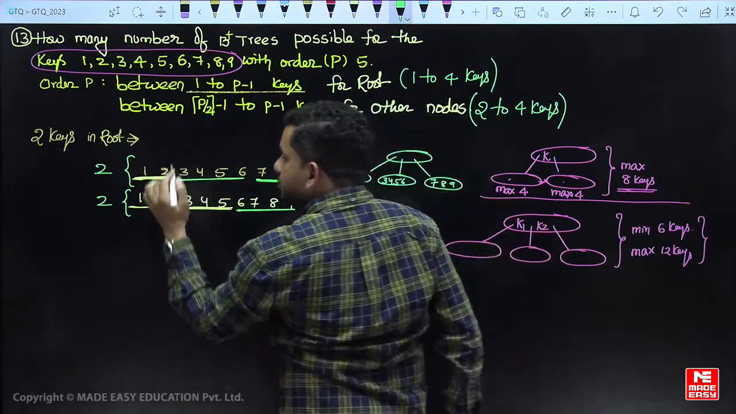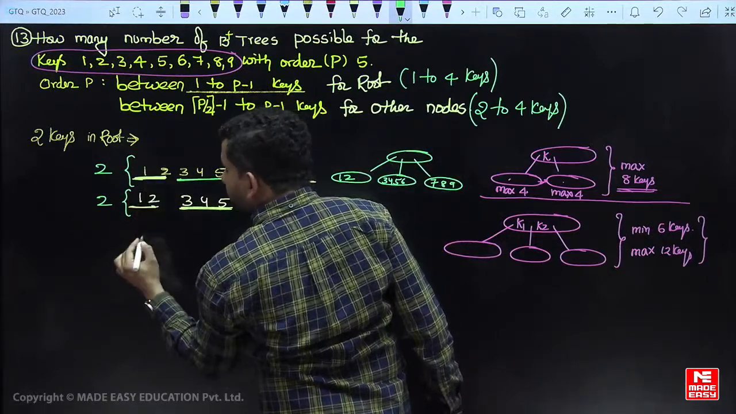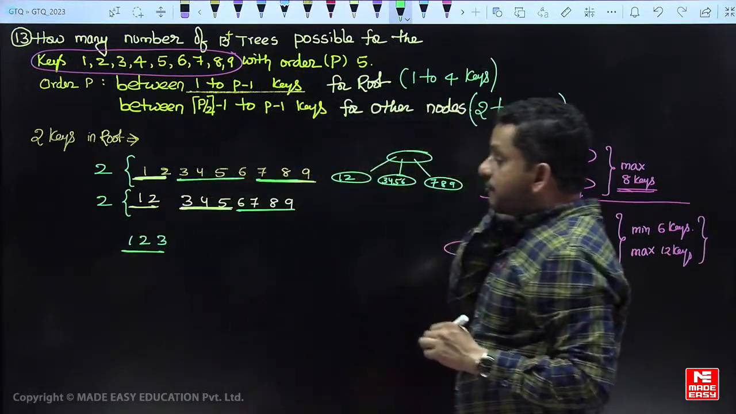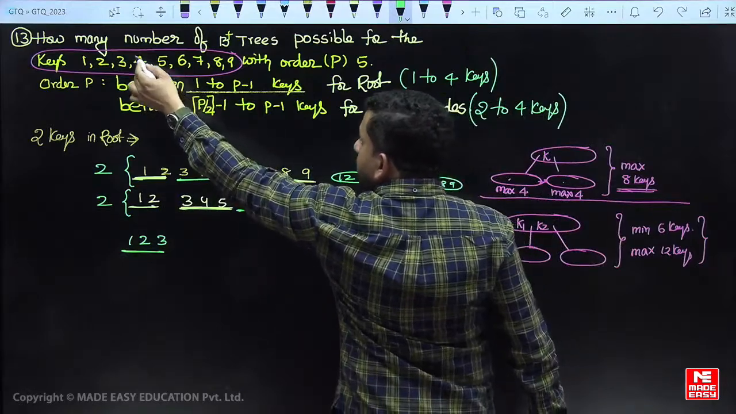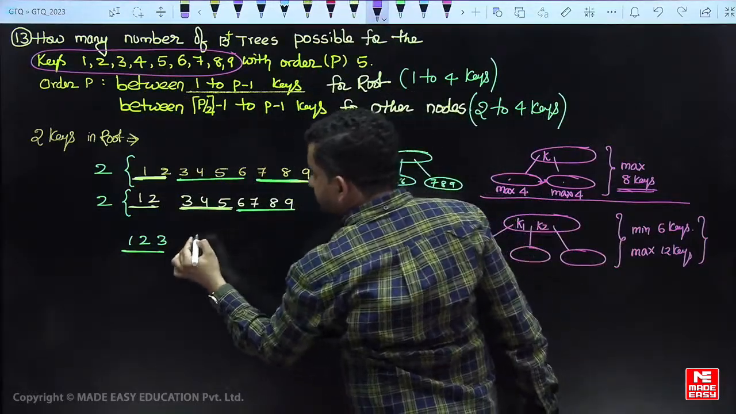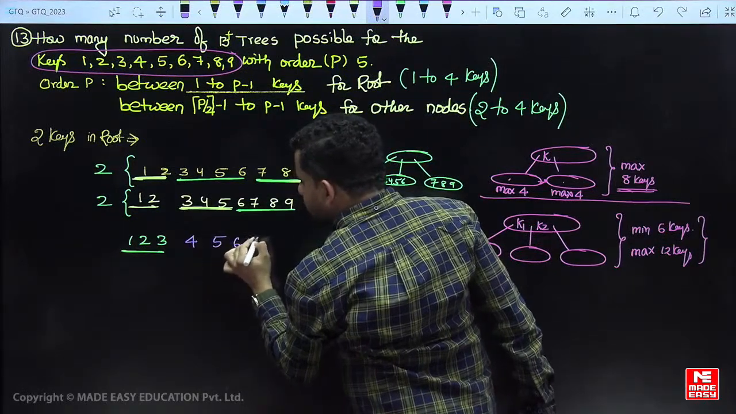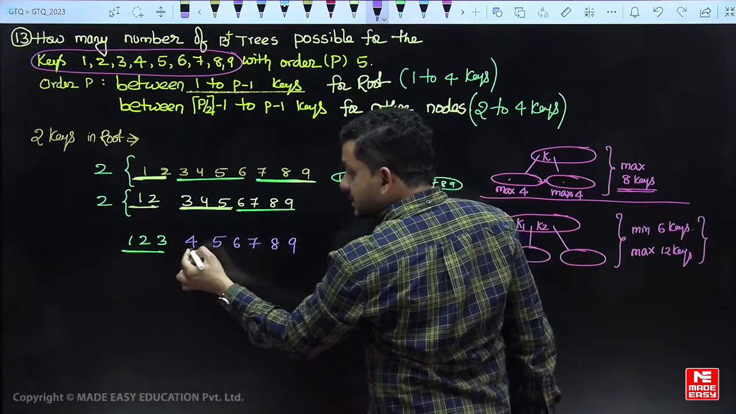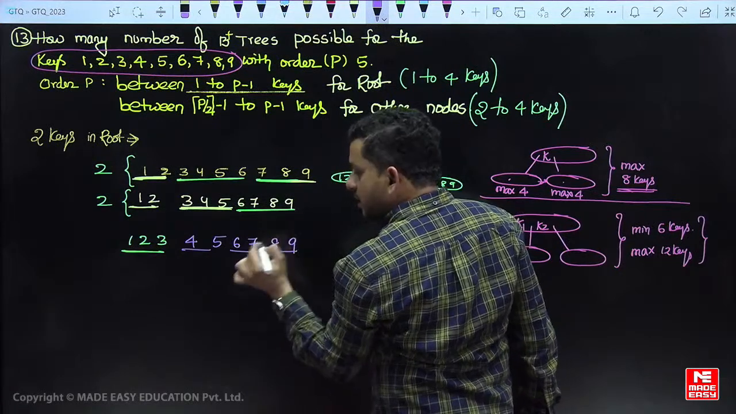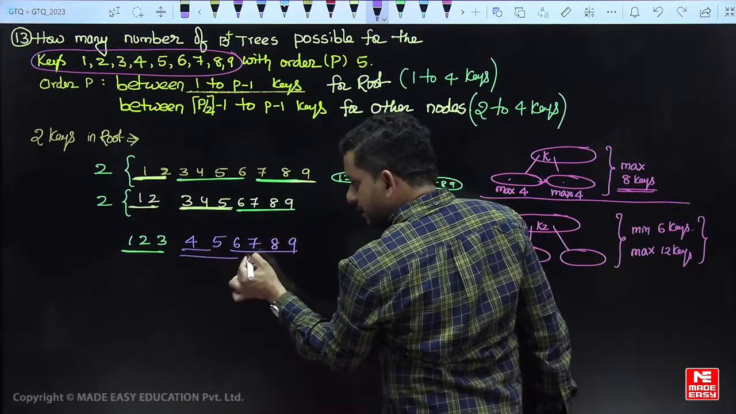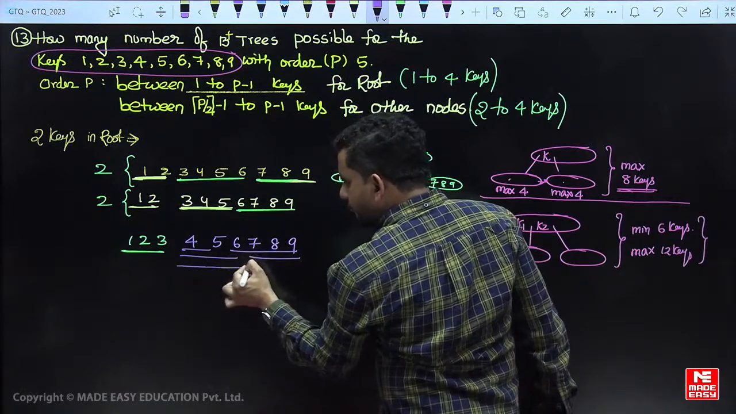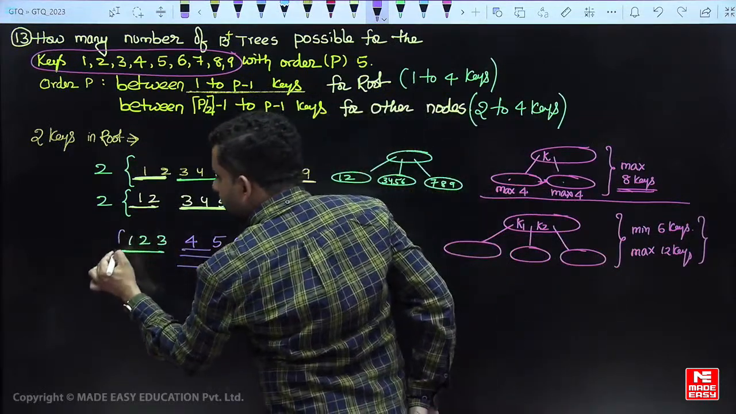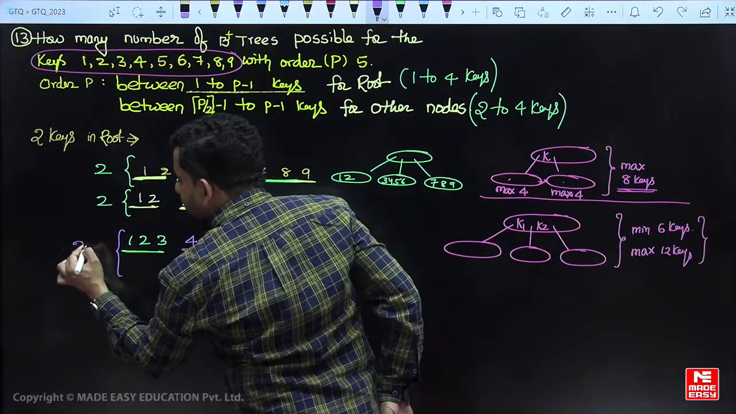Okay, if I take 2 keys in the root. The other possibility: if I take 3 keys in the first node, then how many keys are left? That is 4 5 6 7 8 9, a total of 6 keys. With 6 keys, 2 4 is okay, 3 3 is also okay, and 4 2 is also okay. So 3 trees, and every tree has 2 ways, left biasing and right biasing.